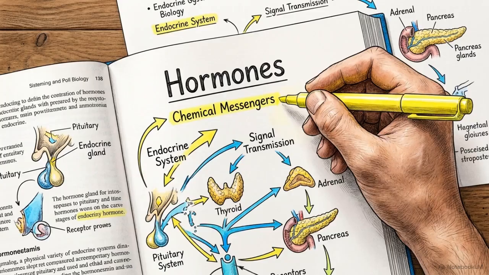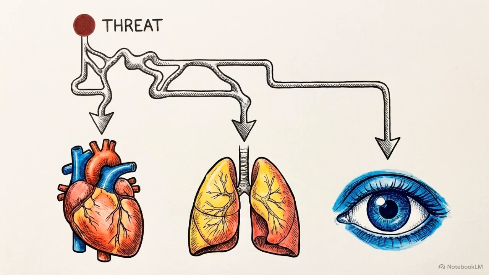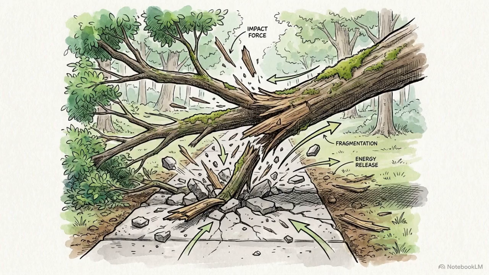For your O-level biology exams, memorizing the definition of a hormone is only the first step. You need to map out exactly how this slower chemical network takes a single localized event and turns it into a full-body survival response. Picture walking through a quiet park when you hear a sharp, loud crash directly behind you.